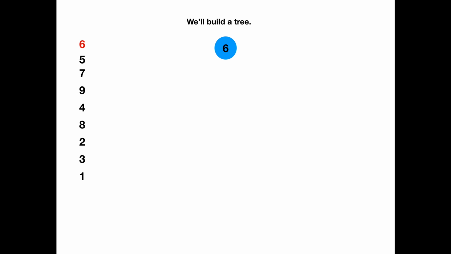Now that we have a root spot, the next node that we have is going to have to decide which side of that root node it's going to be placed on. Is it going to go on the left side or the right side? By convention, if the new node is less than the previous node, then we're going to put it on the left side.